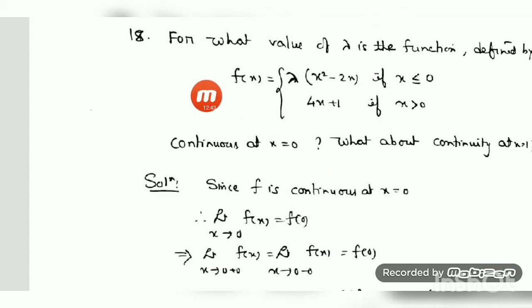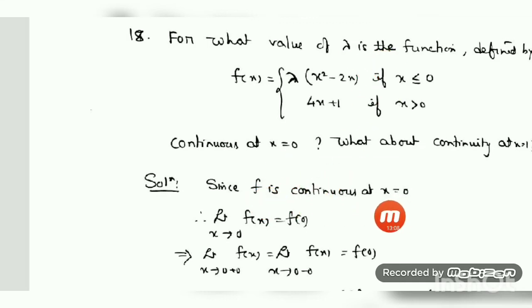Now the next question: for what value of lambda is the function defined by f(x) equal to lambda x square minus twice x if x is less than or equal to 1, and defined by 4x for x greater than 1, continuous at the point x equal to 0, and what about the continuity at the point x equal to 1? Here we have two parts to the question. Your first question is what is the value of lambda.